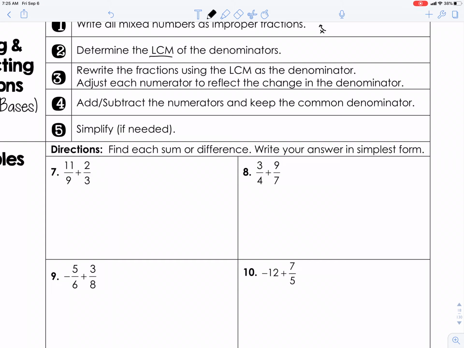Add and subtract the numerators just like we did in the last lesson, and keep the common denominator. That's what we did last lesson. We didn't worry about the denominator because they were always the same. Now we've got to convert. And then simplify. You guys got to remember, always simplify. Don't leave a fraction out there that can be simplified or lowered, okay?